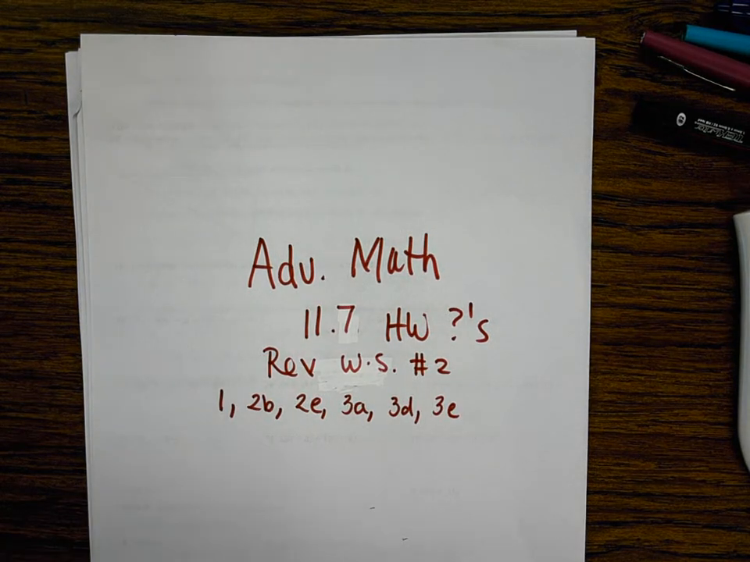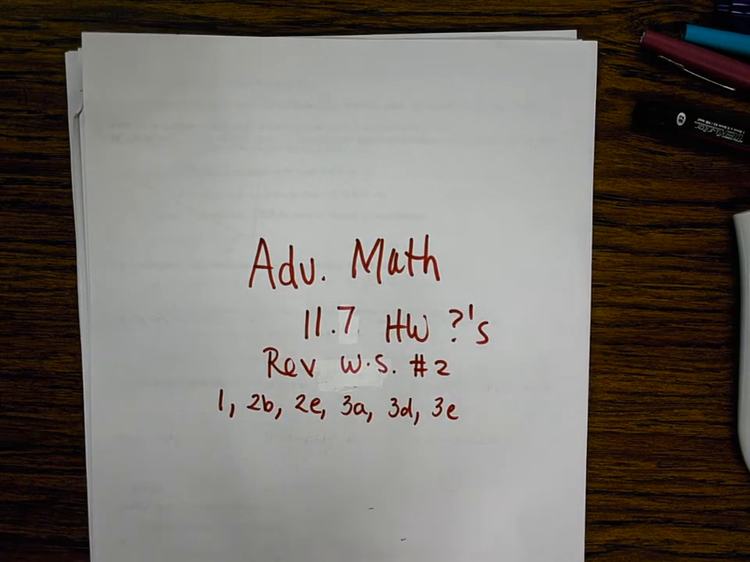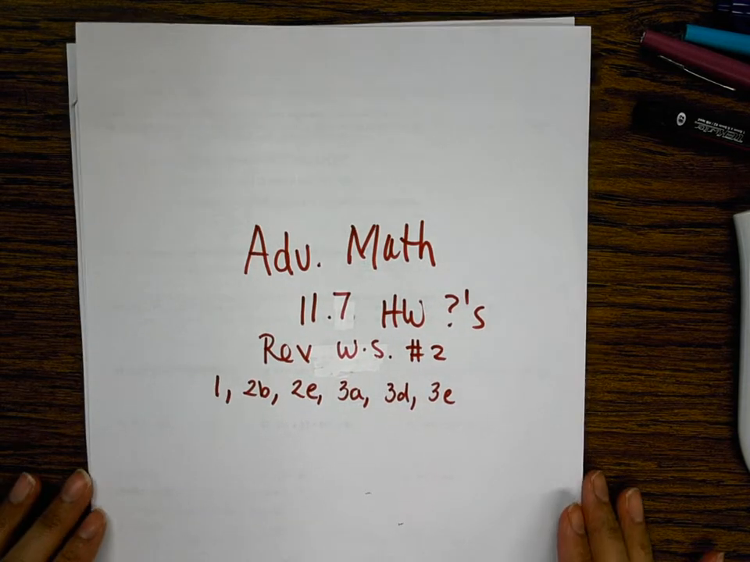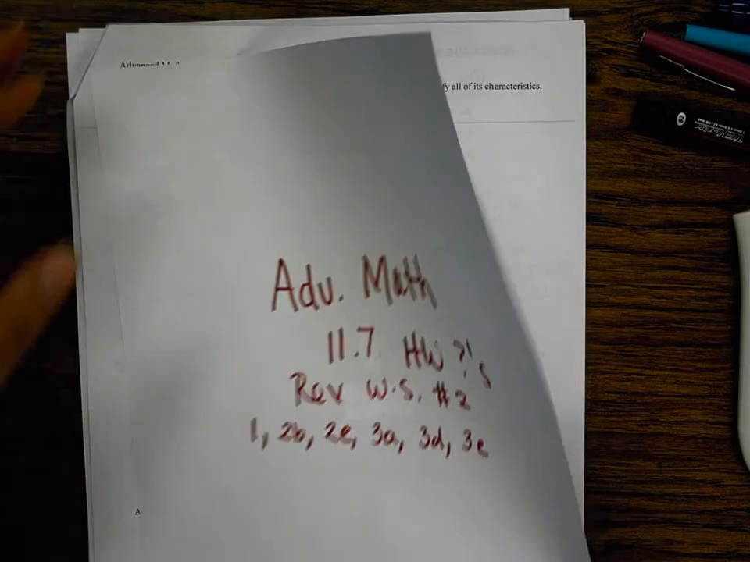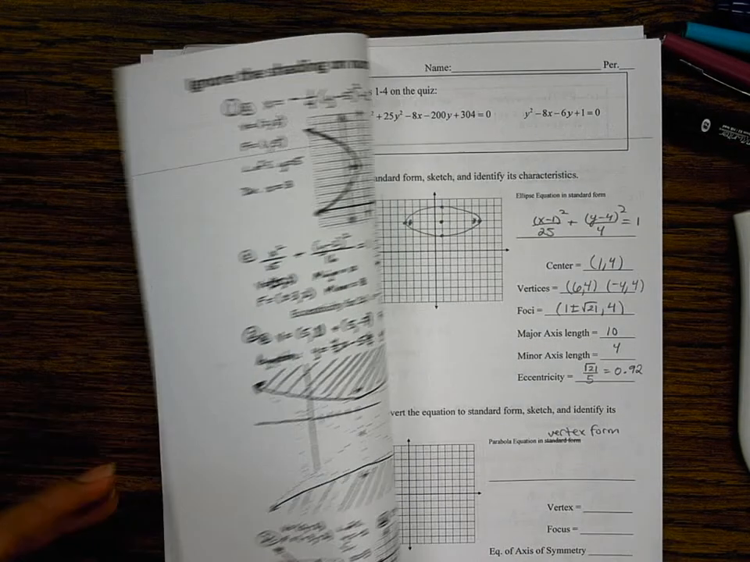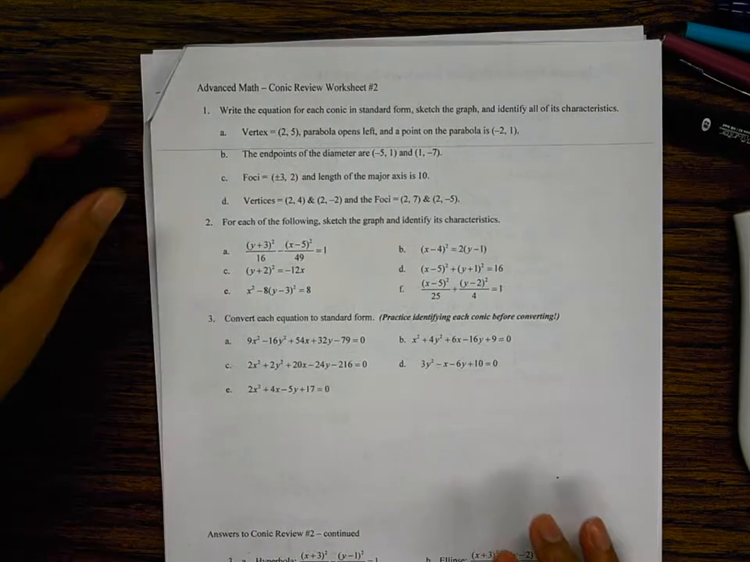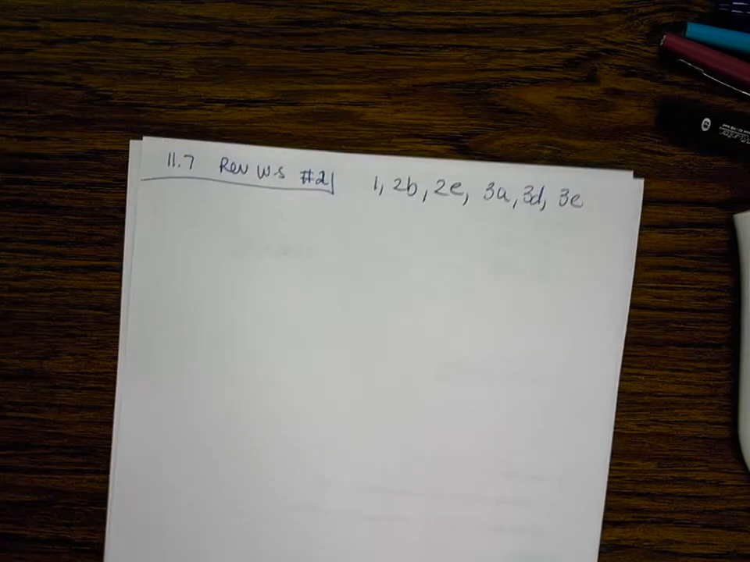This is Advanced Math 11.7 homework questions. That's the review worksheet number 2 that I posted online or you picked up from the main office. I'm going to do these questions here. This is the worksheet here. The answers are on the back there. And I am going to start now.